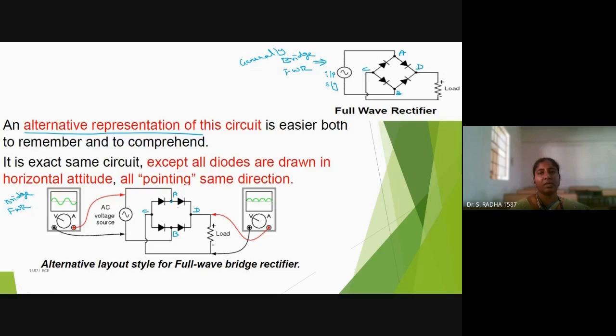You can see A to D, one diode is facing from A to D. Then D to B, another diode, it is facing D. Now C to B, you can see one diode is there, from C towards B. And another one, C to A, starting from C, ending at A.